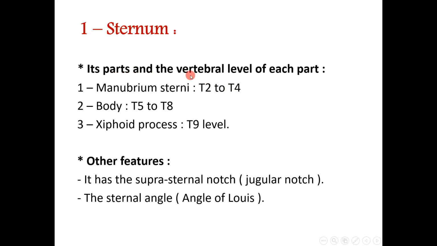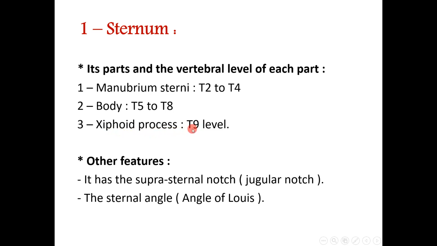What are the parts and the vertebral level of each part of the sternum? The sternum is composed of three parts. First of all, we have the manubrium sterni, which lies in front of the second to the fourth thoracic vertebrae. The second part of the sternum is the body, جسم الsternum, and behind this body we have the fifth to the eighth thoracic vertebrae. The third part of the sternum is the xiphoid process, at the level of the ninth thoracic vertebra.